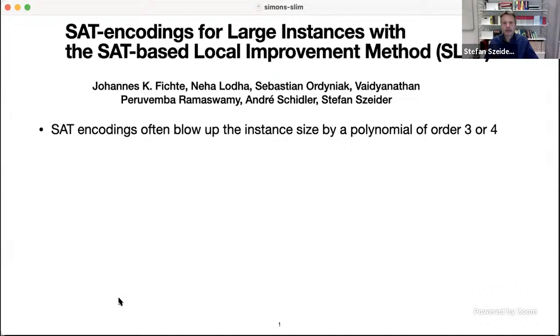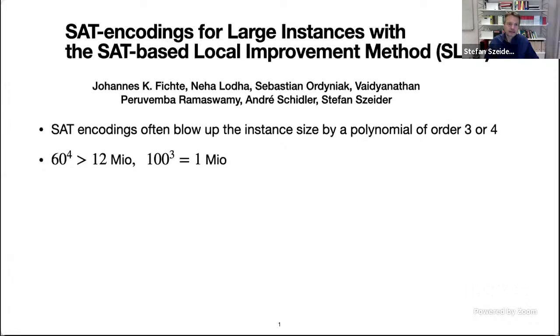typically a SAT encoding is polynomial, but for some of these more complicated problems, the polynomial is of order 3 or 4. And even if a SAT solver can deal with millions of variables and clauses, which is great, when you first have this n to the 3 or n to the 4 blow up, then the actual instance size you can deal with is quite reduced. So if it's a graph problem, with 60 up to 100 nodes you can do it, but then it's getting really tough.